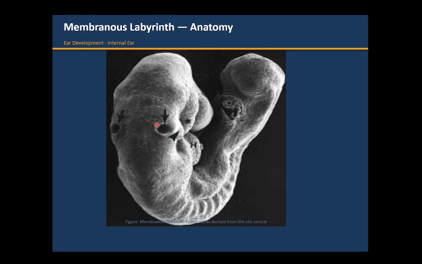You can see it here. This is the otic pit, which is just next to the developing rhombencephalon. It would invaginate, get itself detached from the surface ectoderm, giving rise to the otic vesicle.